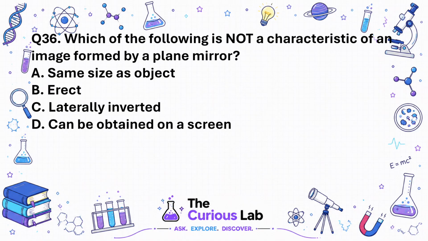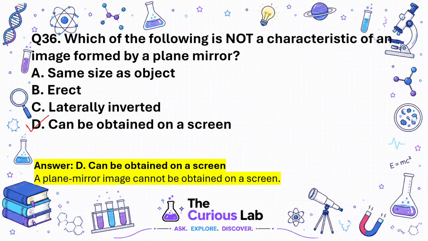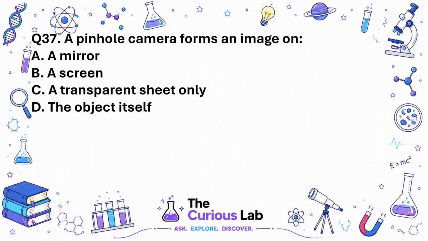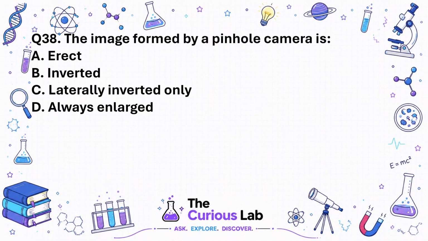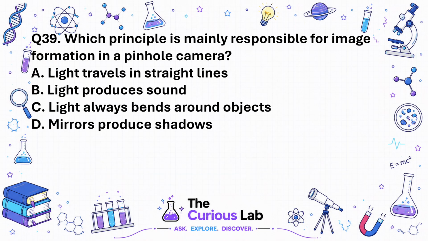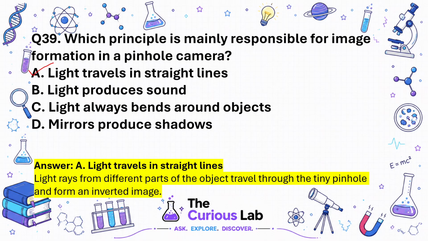Which of the following is not a characteristic of an image formed by a plane mirror? It is same size, yes. It is erect, it is laterally inverted, but it cannot be obtained on the screen. A pinhole camera forms an image on, we know it has a sheet, which acts as a screen. The image formed by a pinhole camera is real and inverted. Which principle is mainly responsible for image formation in a pinhole camera? Light travels in a straight line.